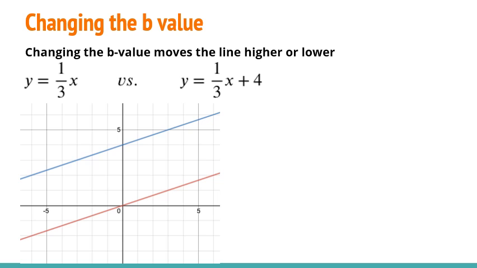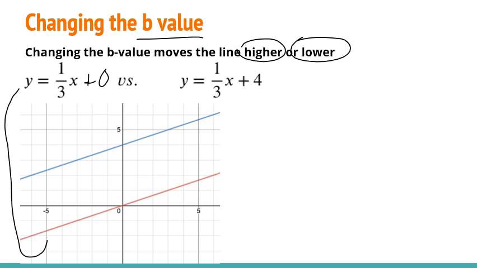All right, now let's take a look at what happens when you change different parts of these equations. So let's talk about what happens when you change the b value. If you change the b value, you're going to move your line either higher or lower. So here, first let's look at y equals 1/3 x, the first equation. There's no b value, which means the b value is 0. So that means this is referring to this line here, right? Because it's going through 0, 0, and its slope is 1/3, up 1 over 3.